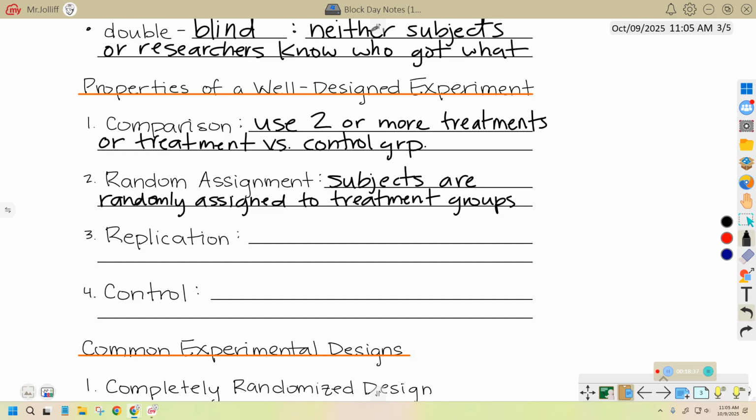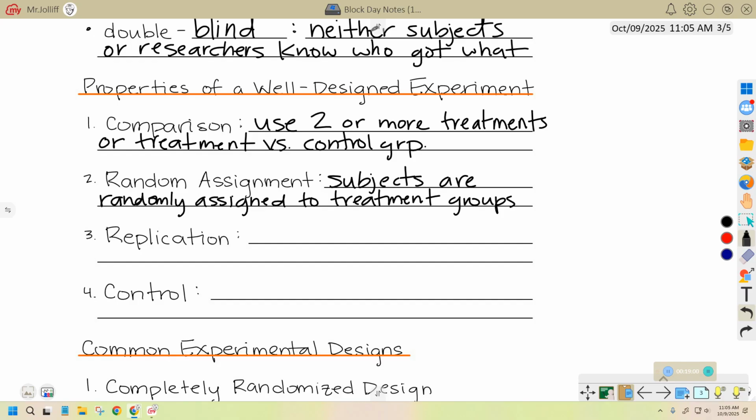We have a clue of what this looks like. We already know how to do random sampling. We know how random number generators work, using that same principle here. If I have 200 subjects, I'm going to randomly select 100 and stick them in treatment group 1, and then the remaining 100 are in treatment group 2.